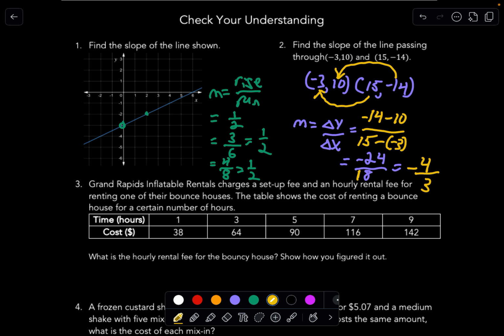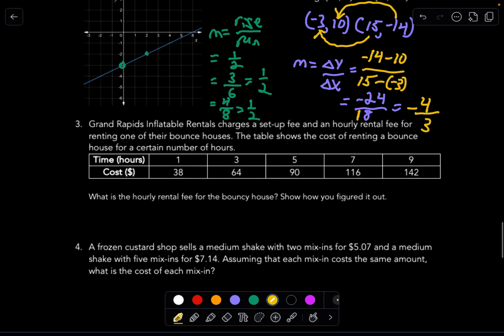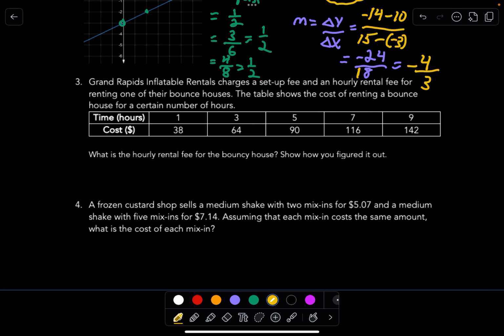All right. Now, Question 3. Grand Rapids Inflatable Rentals charges a setup fee and an hourly rental fee for renting one of their bounce houses. The table shows the cost of renting a bounce house for a certain number of hours. All right. So as you look at this table, you see that going from 1 hour to 3 hours, which is a 2-hour interval, the cost increases from 38 to 64.